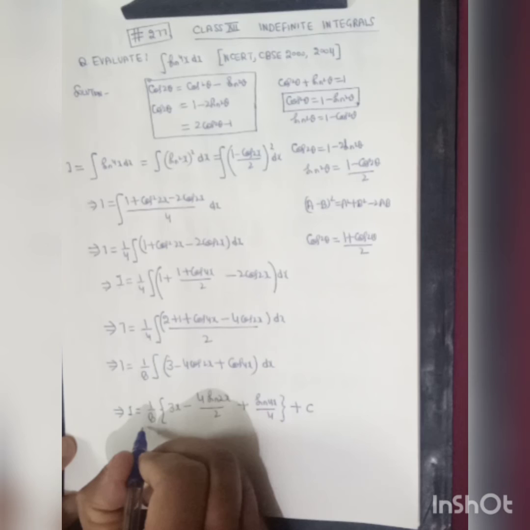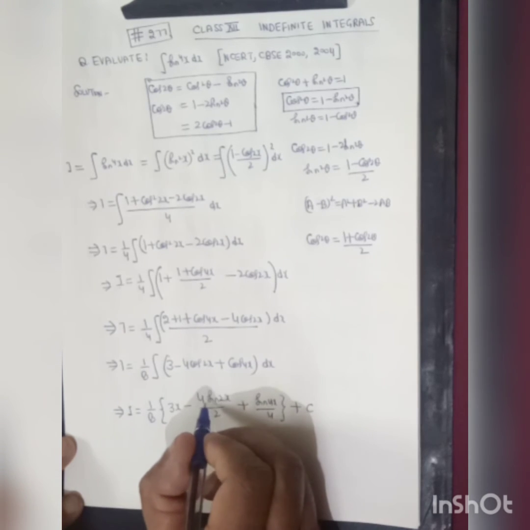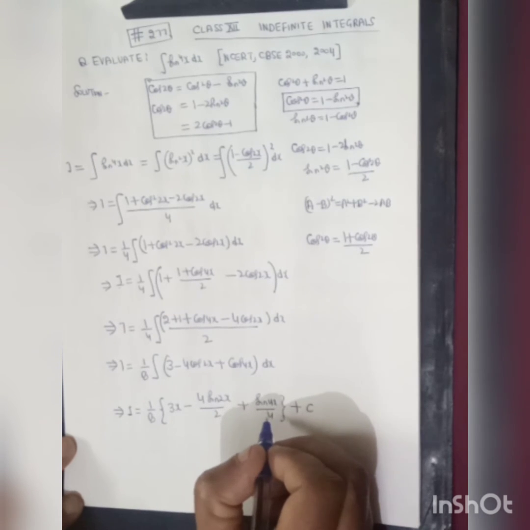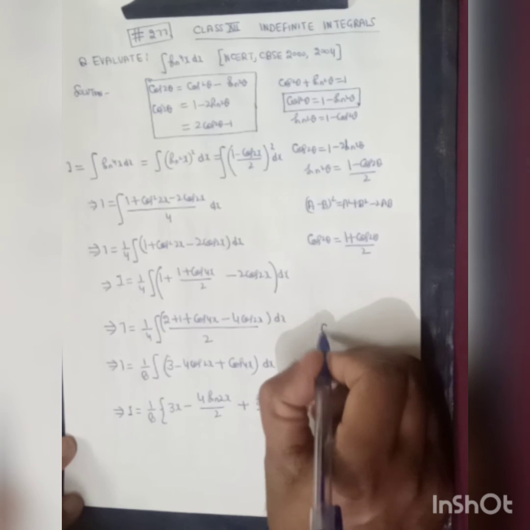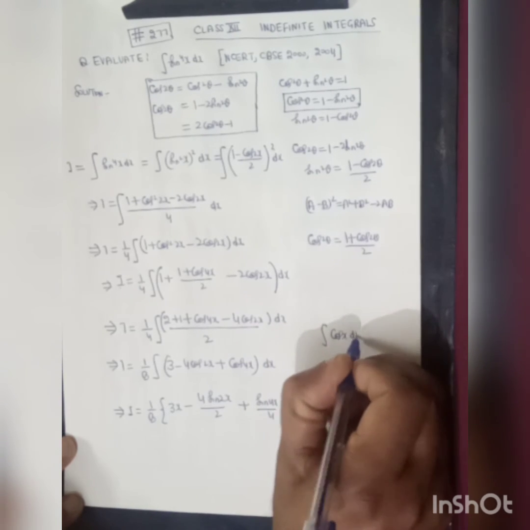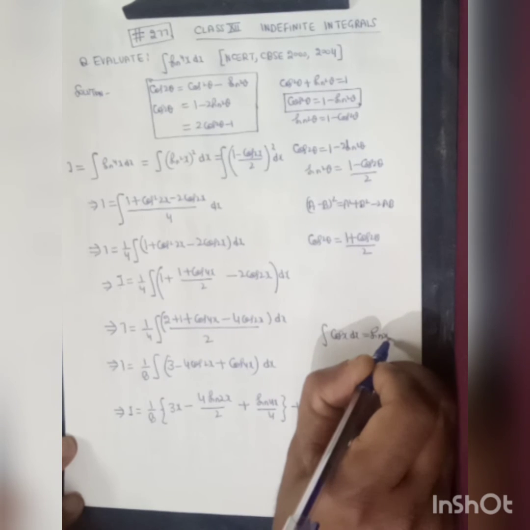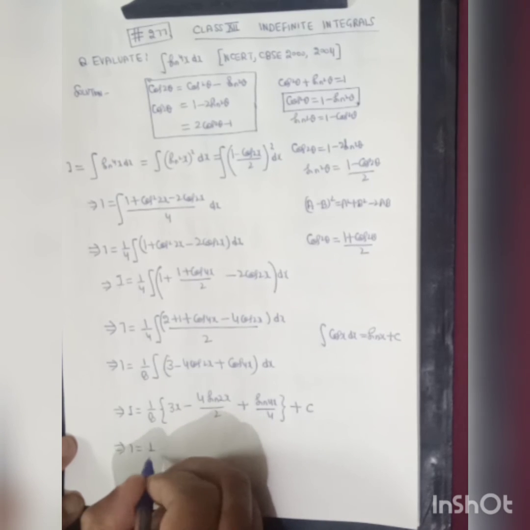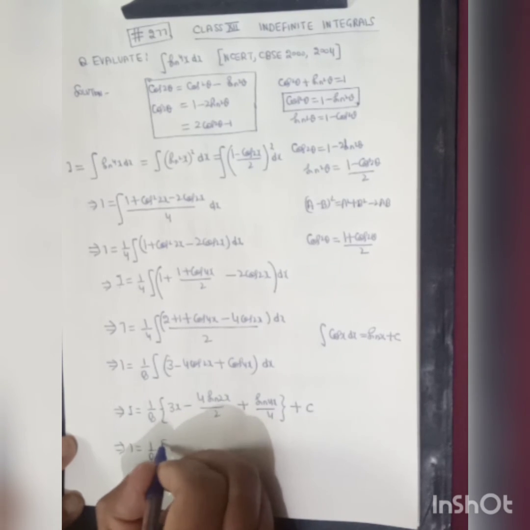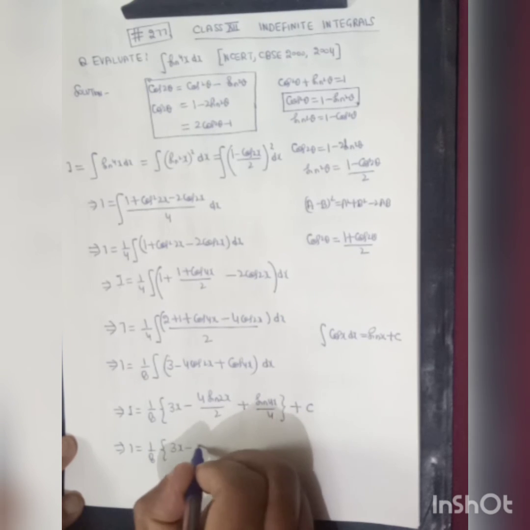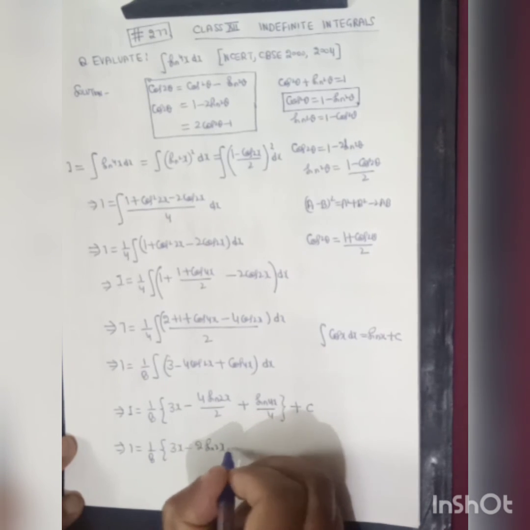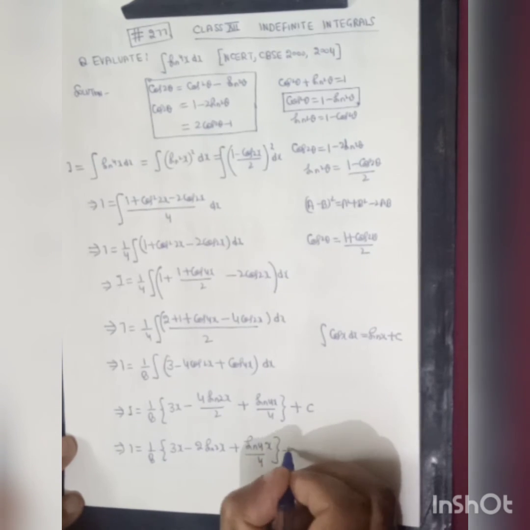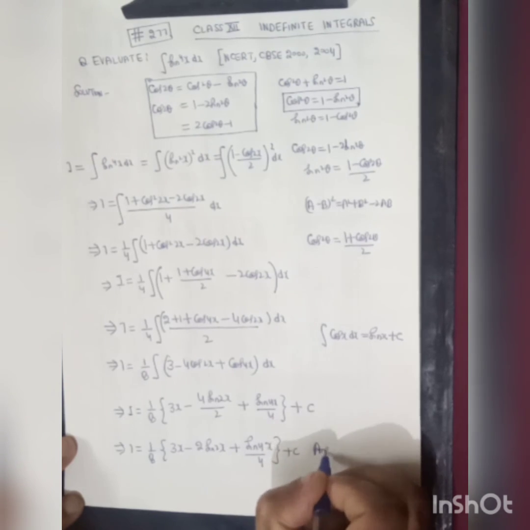So the answer is 1 upon 8 (3x minus 4 upon 2 sin 2x plus sin 4x upon 4). We have used the formula here: integral of cos x dx is equal to sin x plus c. So this further can be written as I is equal to 1 upon 8 (3x minus 2 sin 2x plus sin 4x divided by 4) plus constant of integration. This is the required answer. Thank you.